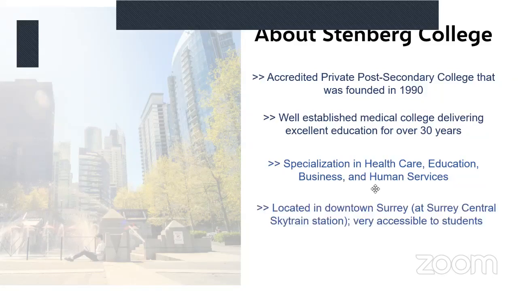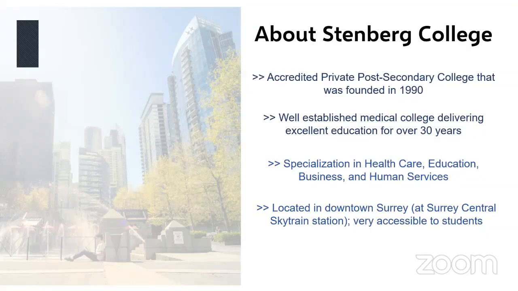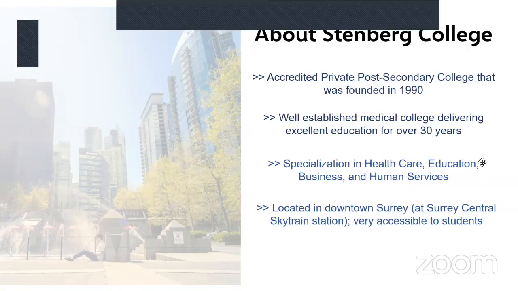The campus location is in Surrey. If you're not aware yet, Surrey is actually a suburb of Vancouver. We're just about a 40-minute train ride away from Vancouver downtown. The campus is situated in front of the Central SkyTrain station, so it's a very accessible location. There are a lot of amenities and establishments surrounding the area. And Surrey is actually the second largest city in British Columbia.